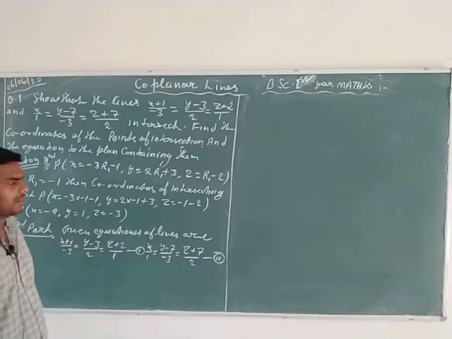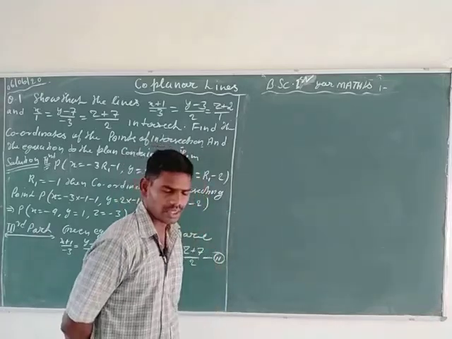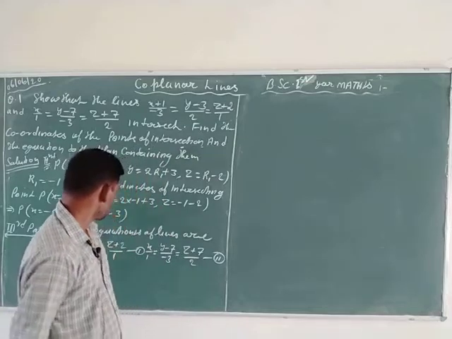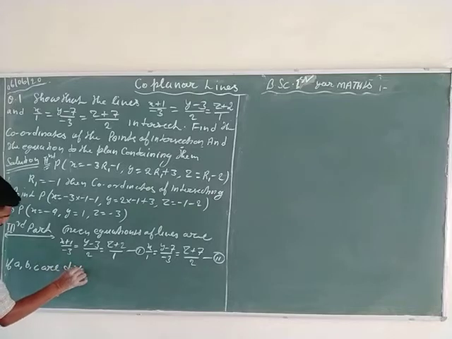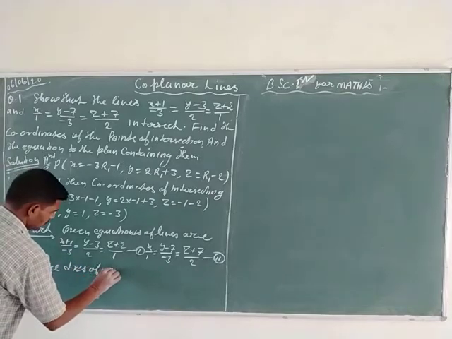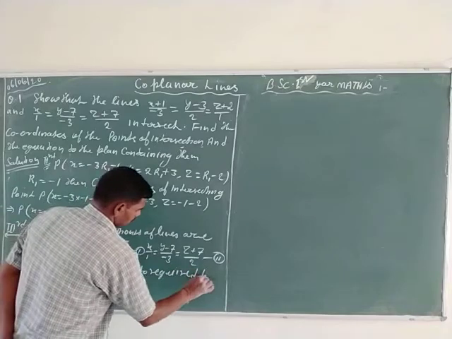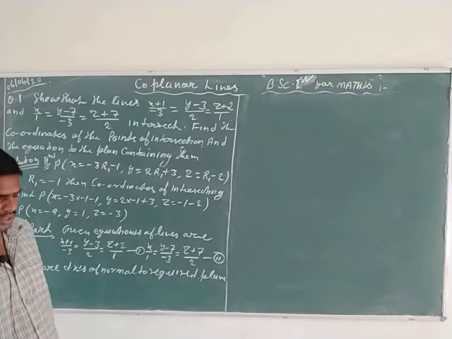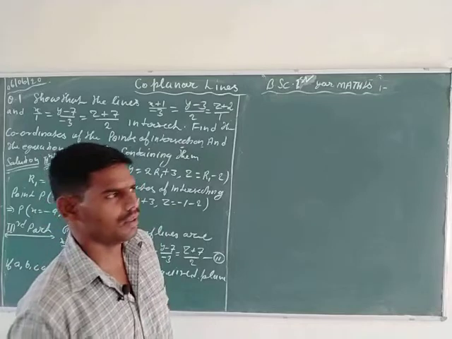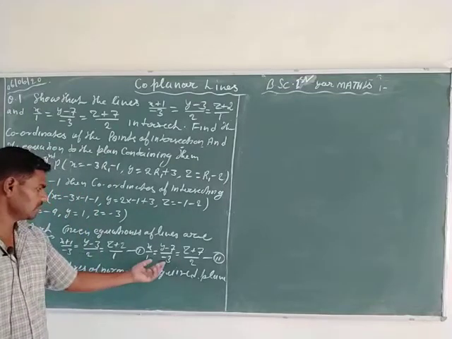Therefore, suppose that a, b, c are the direction ratios of the normal to the required plane, that is, the plane which passes through the first straight line and the second straight line.